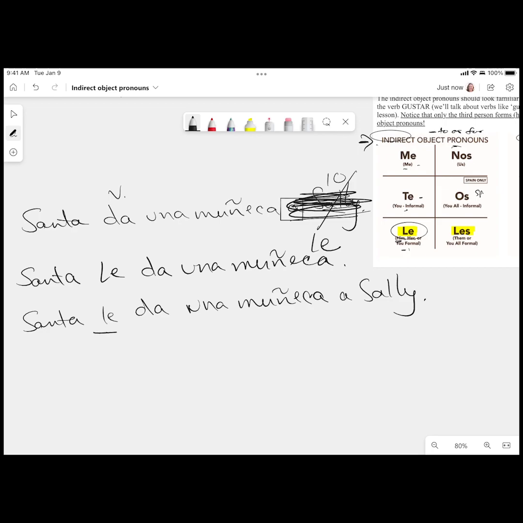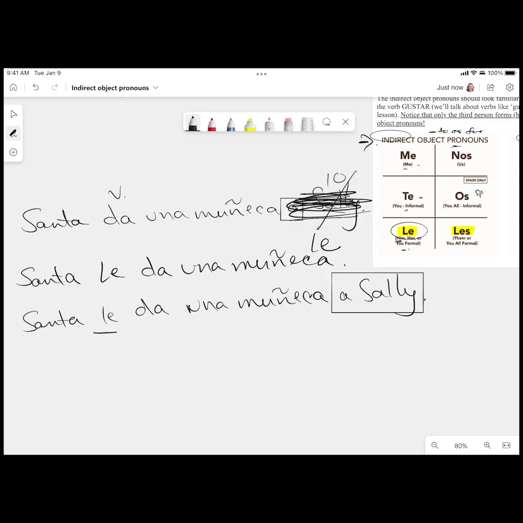Santa to her gives a doll to Sally. So we're saying to her and to Sally, specifying the person twice that's to or for whom the action is occurring. This is okay because we're either clarifying or we're emphasizing to or for whom the action occurred. For example, I might have been talking about Joe and said he received a gun, but she received a doll, Sally, emphasizing the difference between the two, or specifying that it wasn't Joe, it was Sally that got the doll.